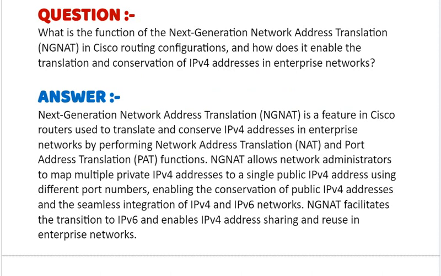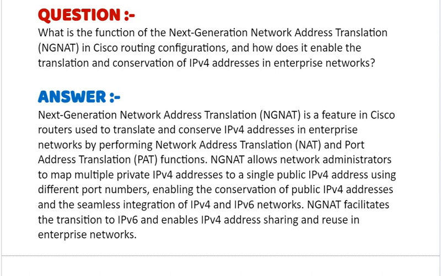Our interview question based on Enterprise Advanced Routing and Services is: what is the function of the Next Generation Network Address Translation (NGNAT) in Cisco routing configurations? And how does it enable the translation and conservation of IPv4 addresses in enterprise networks?